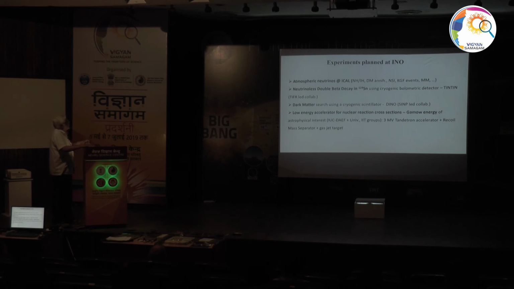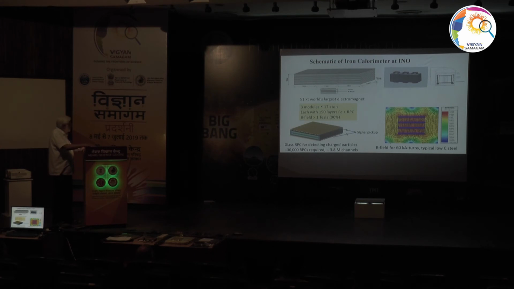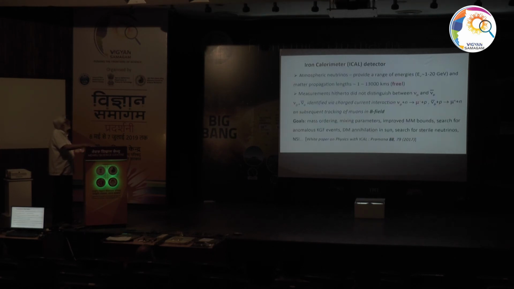Okay, so these are the experiments that are planned. You probably saw some part of it in the video film as well. Neutrinoless double beta decay search: these are in the R&D stage right now. And the dark matter search, led by the Science Institute. This is led by the TFR group, and a low energy accelerator is also proposed for nuclear astrophysics. This is the scheme. As I said, I'll not get into this too much because I'm already a little late.